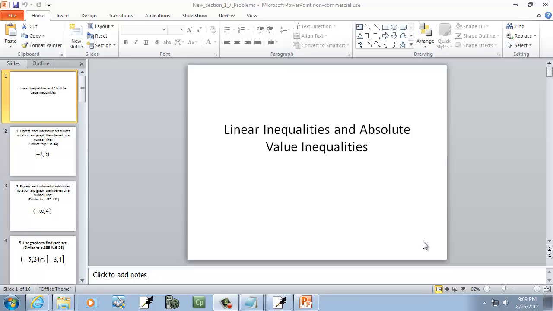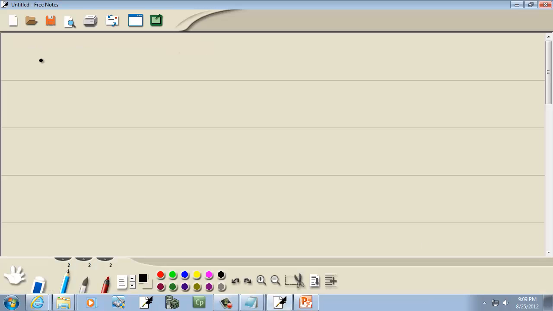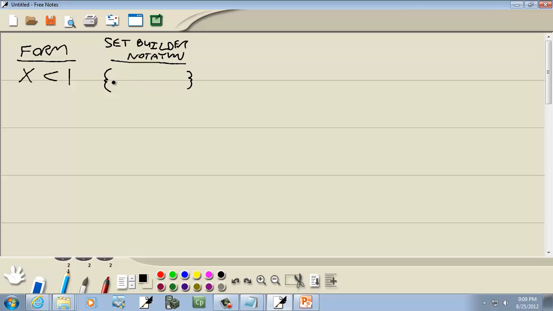Let's take a look at linear inequalities and absolute value inequalities. First, let's review our set builder, interval, and graphs of the different forms. We have our first one, which is x is less than 1, and then our set builder is easy. Our set builder, you put curly brackets around it, you put an x, you put a vertical bar, and then whatever you came up with over there.